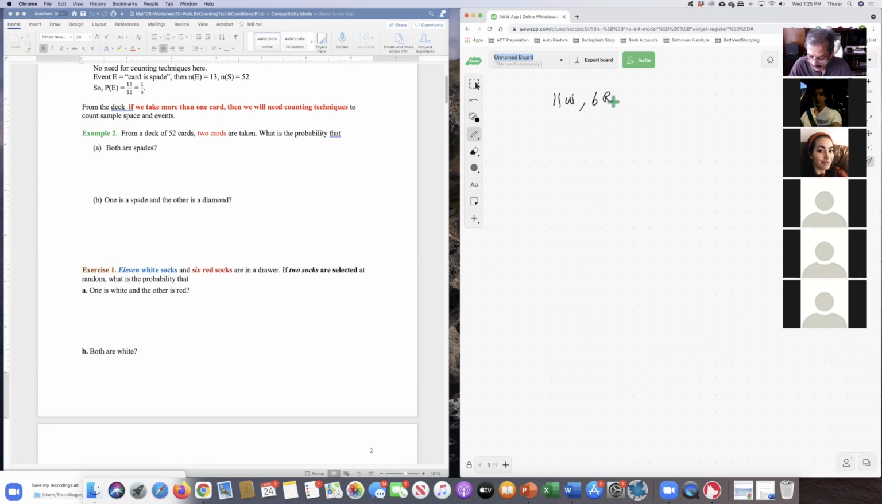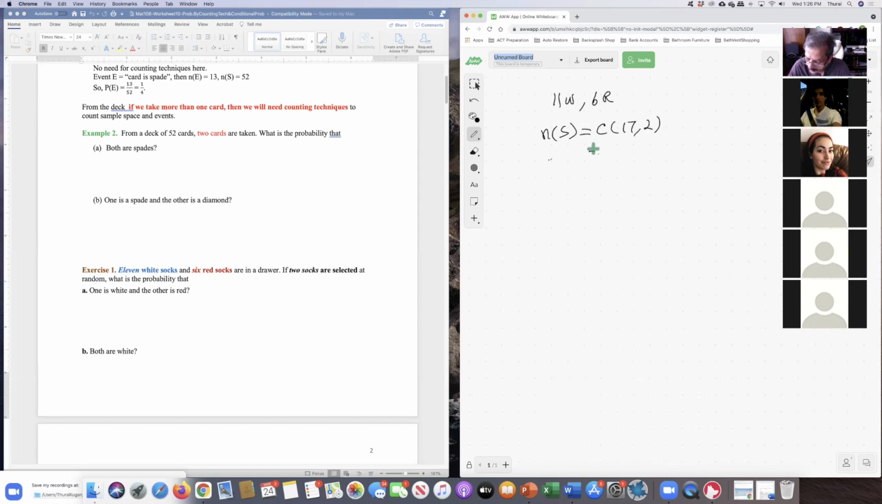Okay, first we have to count the sample space. We are selecting 2. So count of the sample space. Can anybody tell me what that is? Combination of 17, 2. Very good. The 11 white and 6 red are there, but when you select 2, it's going to be any 2 from all 17. So number of ways of getting 2 socks from those is C(17,2). So that'll be the count of the sample space.